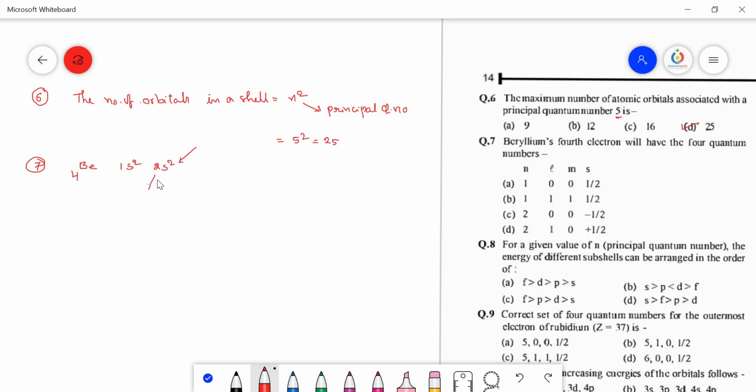See, this particular number of the shell says about the n value. So n equals 2, and for s orbital l equals 0, and in this s orbital 2 electrons are there.